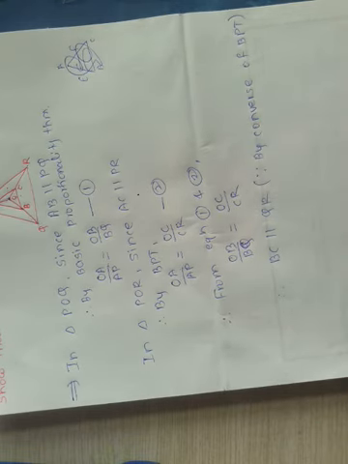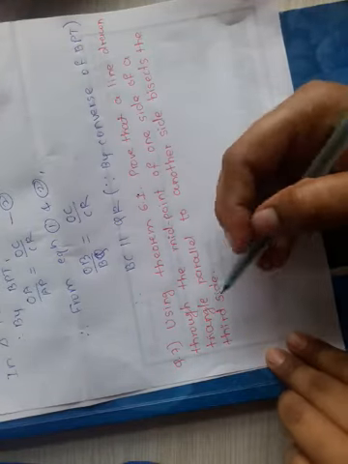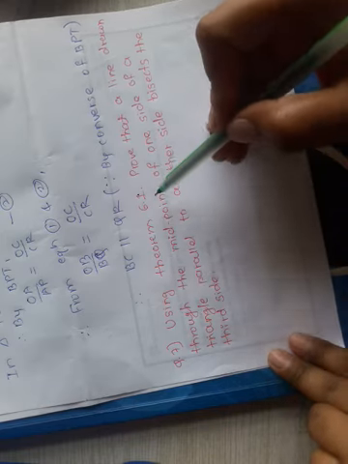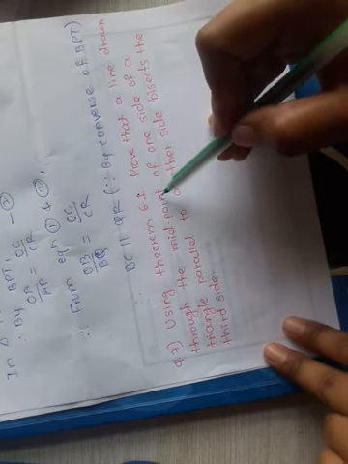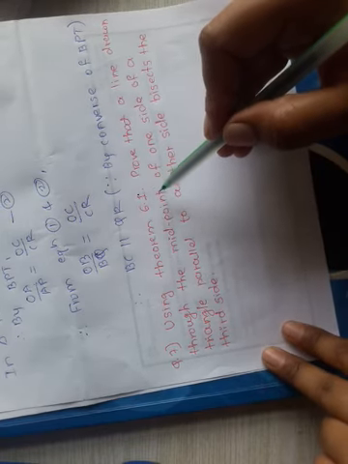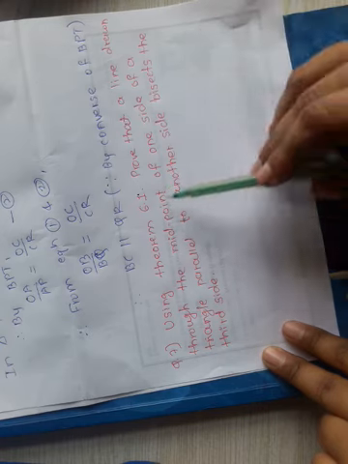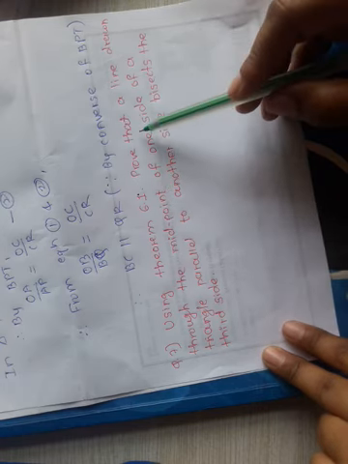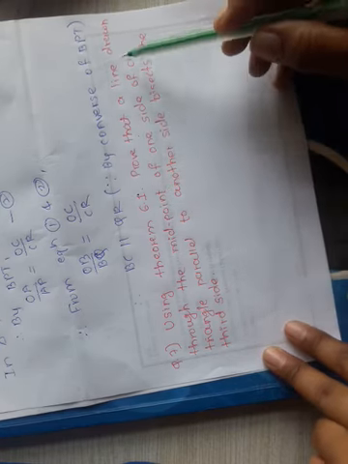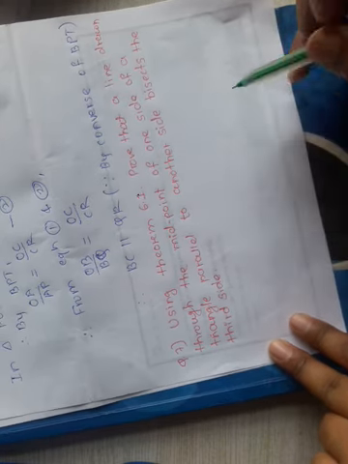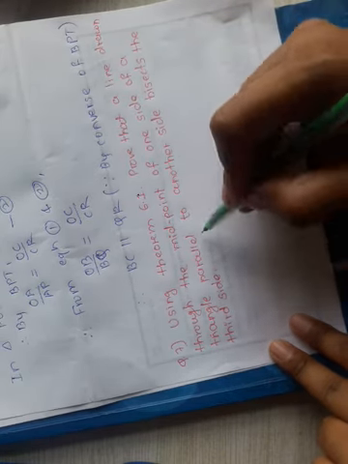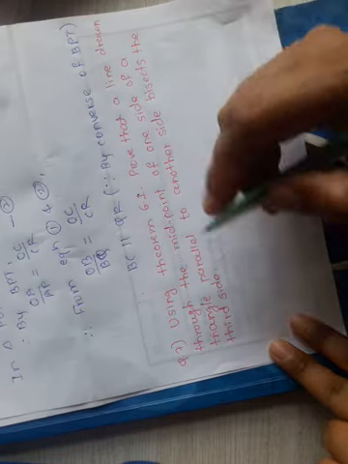Now come to our next question, question number 7. Using theorem 6.1, means we have to use the basic proportionality theorem, prove that a line drawn through the midpoint of one side of a triangle parallel to another side bisects the third side.